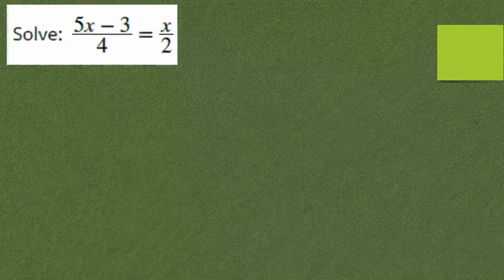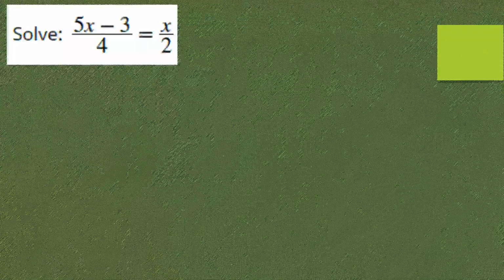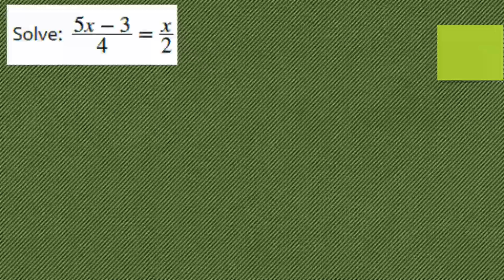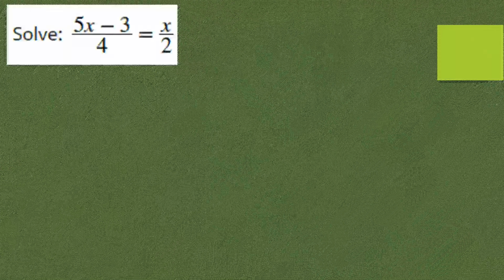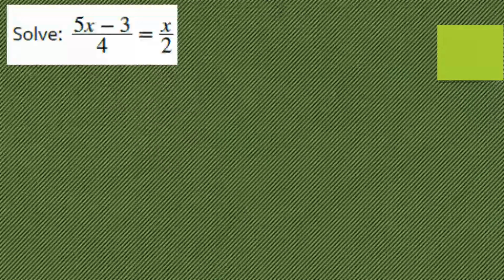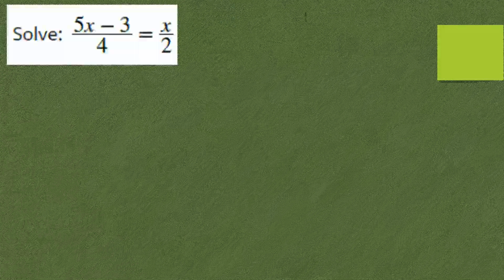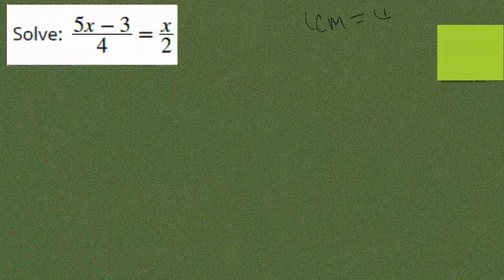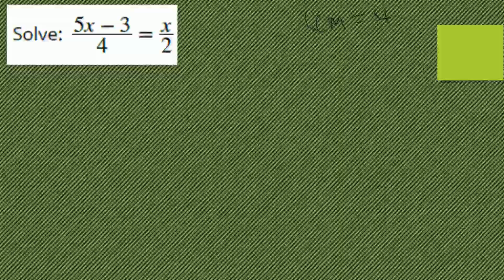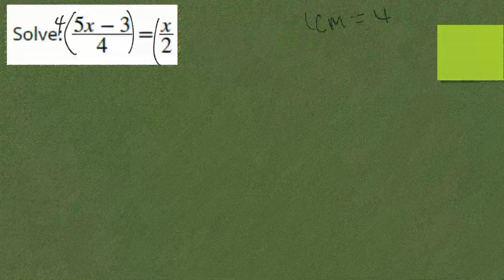Okay, here's the next one. We've got 5x minus 3 divided by 4 there on the left side, and then x over 2 on the right side. Guys, same process here. I can just multiply both sides by the LCM, which in this case is going to be 4, just like last time. Multiply this side by 4. Multiply this side by 4.